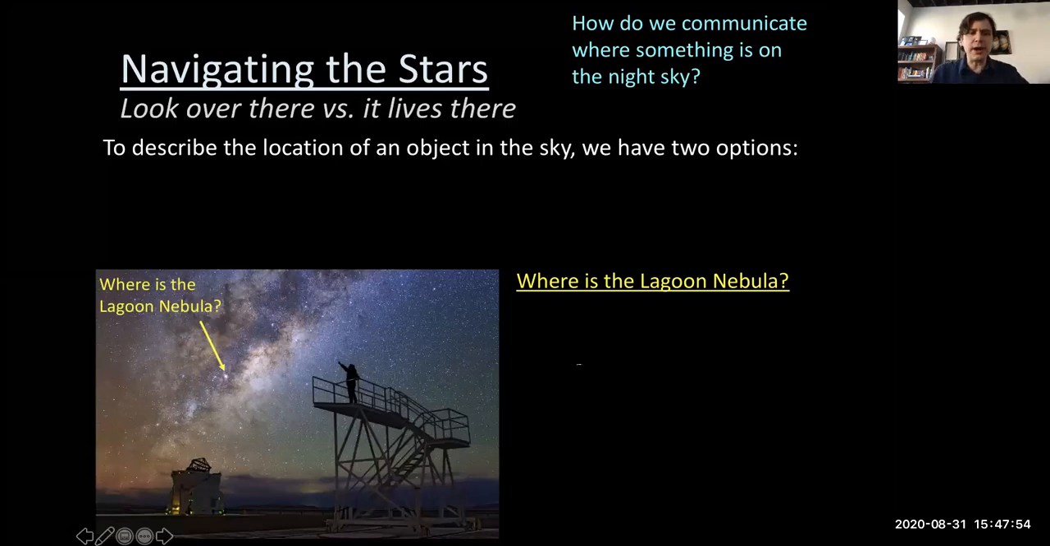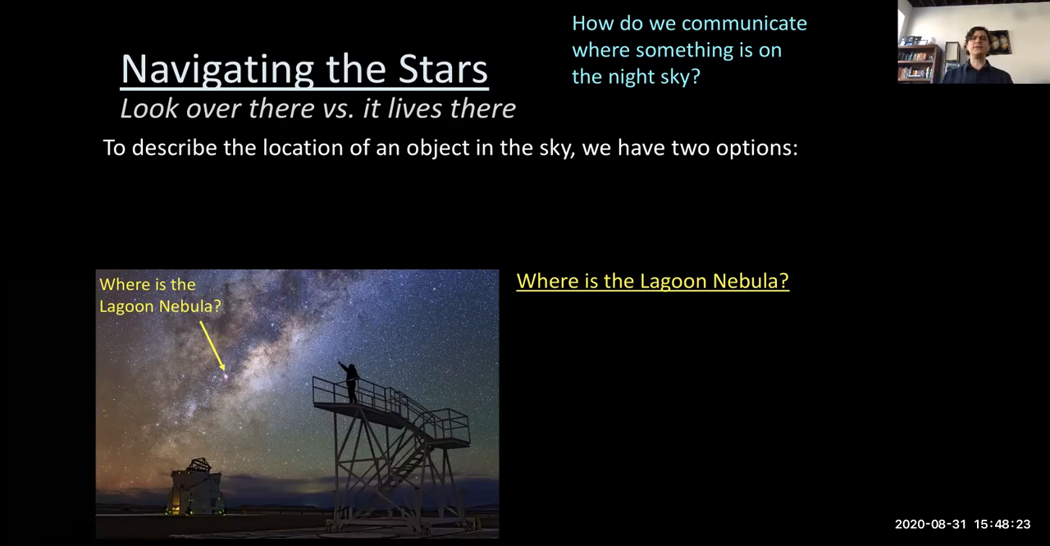So let's imagine we're outside, we're looking at this fantastic view of the Milky Way, not quite what it would look like naked eye, since this is a long exposure photograph with a foreground put over it. But let's say that you're this person right here, and we're going to go join that wonderful astronomer, and they are going to tell us where the Lagoon Nebula is, which is this red splotch right here with a yellow arrow pointing to it. So how could that information be communicated to you?